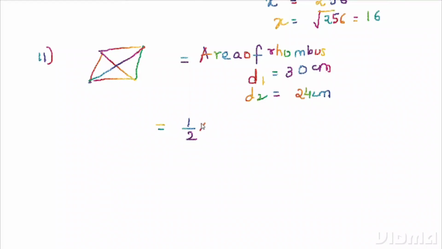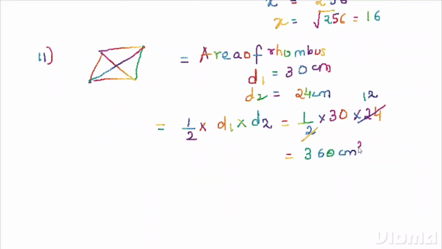Now just substituting it. I said the diagonals are given. So what's the area of a rhombus? It is half multiplied by d1 multiplied by d2. Substituting d1 and d2, I get half multiplied by 30 multiplied by 24, and that gives me 360 centimeter square. So this is the area of the rhombus. Let's move on to the 12th question.